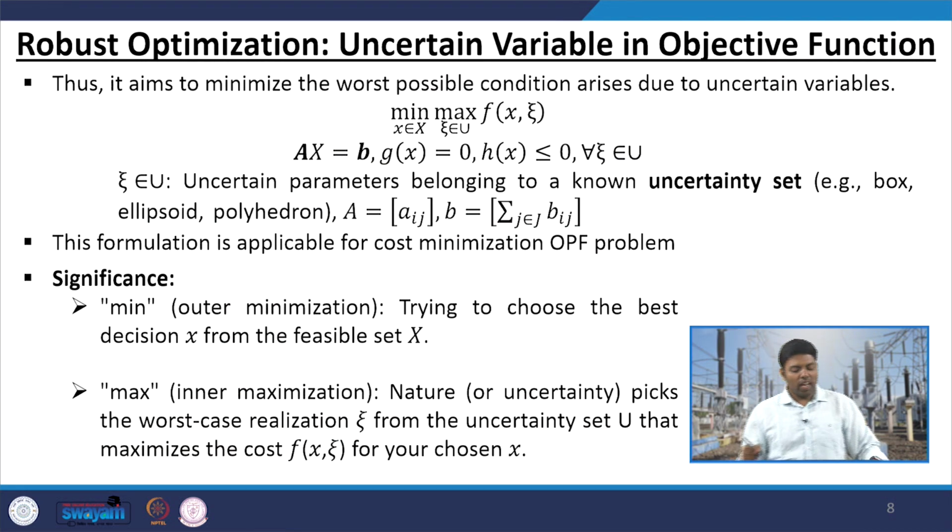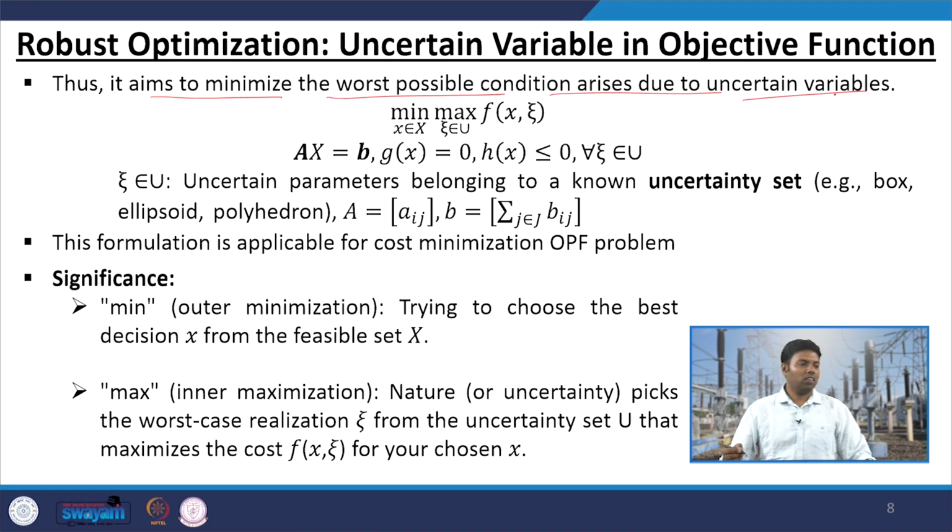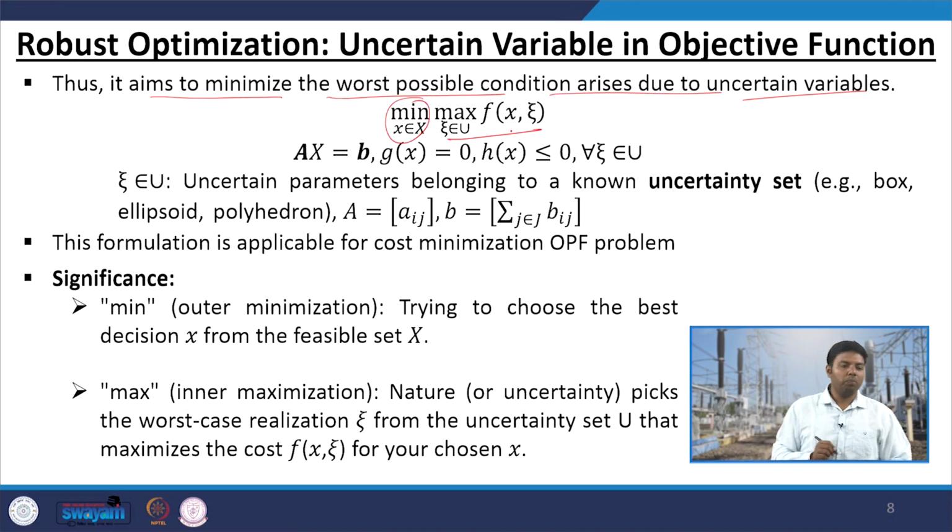So, robust optimization aims to minimize the worst possible condition that arises due to uncertain events. That means we are trying to minimize the maximum possibility, or minimize the worst thing. Worst thing means maximum hazard or maximum deviation. So, minimizing the maximum deviation will give you the worst scenario, which is the best for you, subject to all the deterministic constraints.